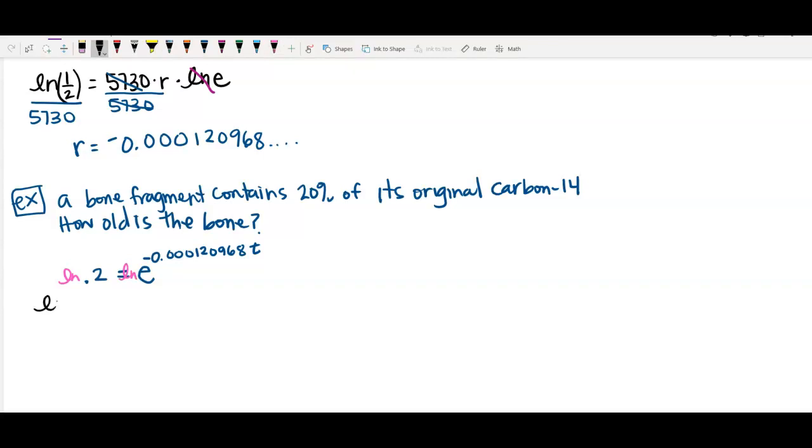We're almost out of time here, but let's just finish this up really quick. Remember that all of this comes out in front now, times t. And then the natural log of e is just 1, so that really just goes away. So what we're really doing is taking the natural log of 0.2 and dividing it by this big long number you got before, the rate.